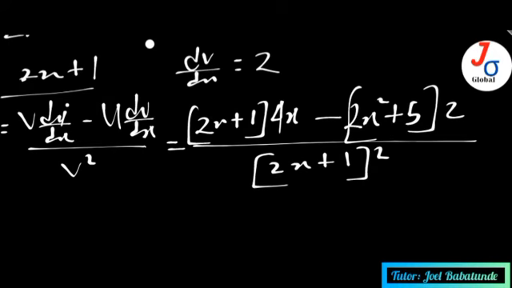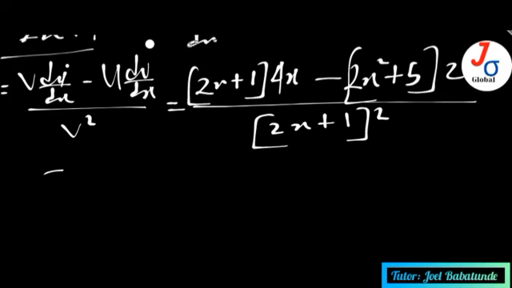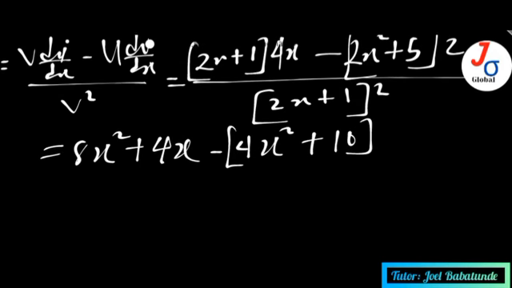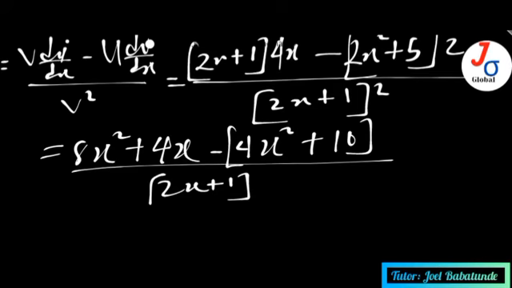So I might be tempted to leave my answer like this, but let me simplify further. Open up the bracket with 4x, I have 8x squared plus 4x. Then open up the bracket with 2, I have minus 2 times 2x squared, 4x squared, plus 5 times 2, which is 10. I don't want to expand the denominator. I'll just leave it like that, 2x plus 1 all squared.